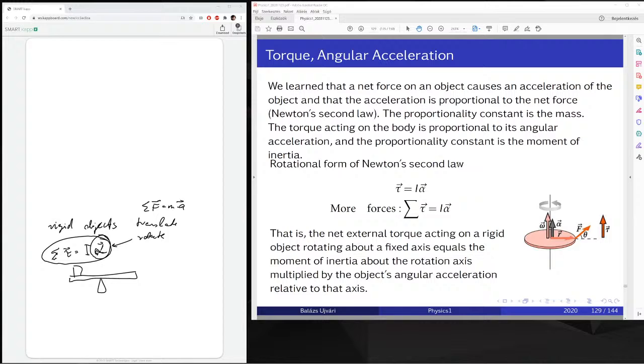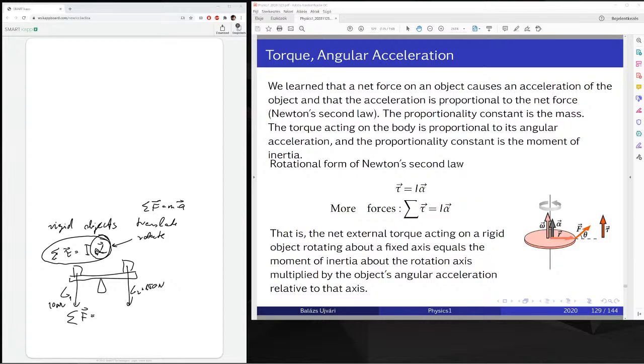We have a G1 here, which is 100 Newton, and the G2, which is 150 Newton, is here. What is the sum of the forces of this system? Can you answer it? In this example, what is the sum of the forces?